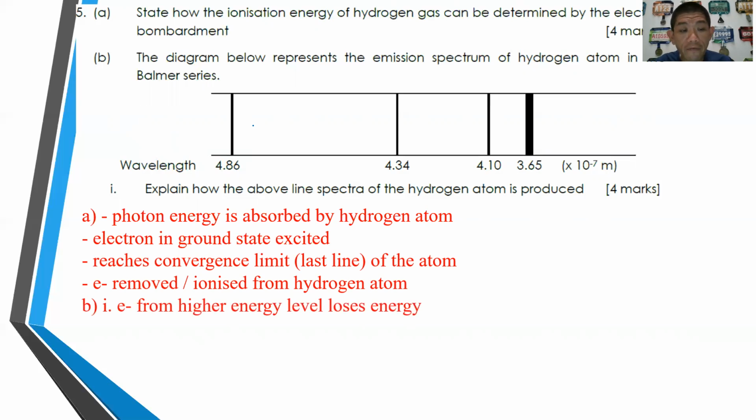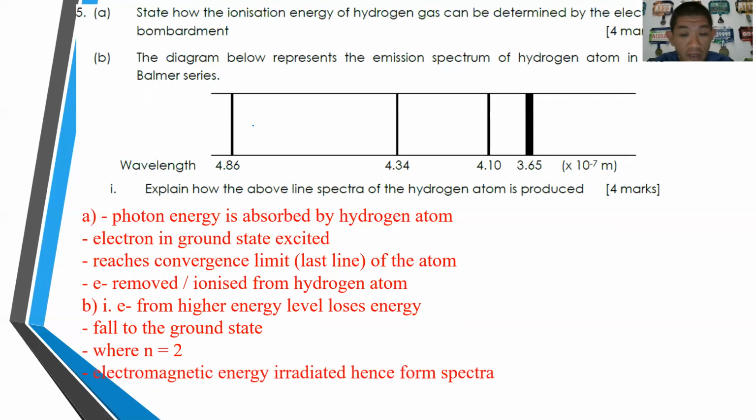And therefore, these are the frequency, energy level, and spectral line for the emission of the hydrogen atom in the Balmer series. It falls to the energy level at n equals 2, and electromagnetic radiation is emitted, hence forms a spectrum which consists of discrete lines, and so on. That is how you are going to describe things. So that is for question number 5b.